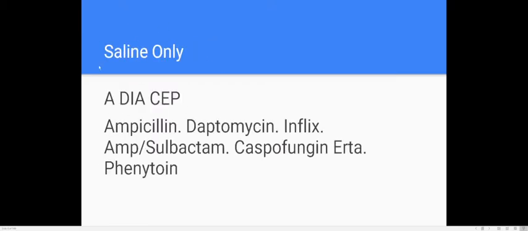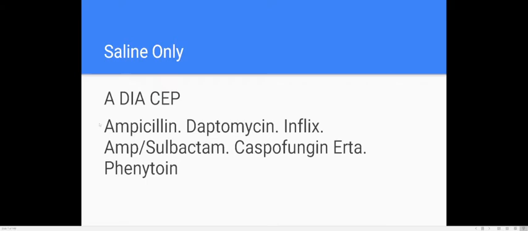So, saline only, or NS only, or whatever you want to call it, normal saline. There's a couple drugs here. I made the acronym of DSEP. It makes zero sense to anyone else, but maybe it'll help you guys. First one's ampicillin. Next one's daptomycin. The I is infliximab. The A is ampicillin-sulbactam or Unasyn, so it could be a U, depending if they give you the brand or the generic. Caspofungin is a C. Ertapenem is the E. Infinitwin or Dilantin is a P, so a DSEPT.